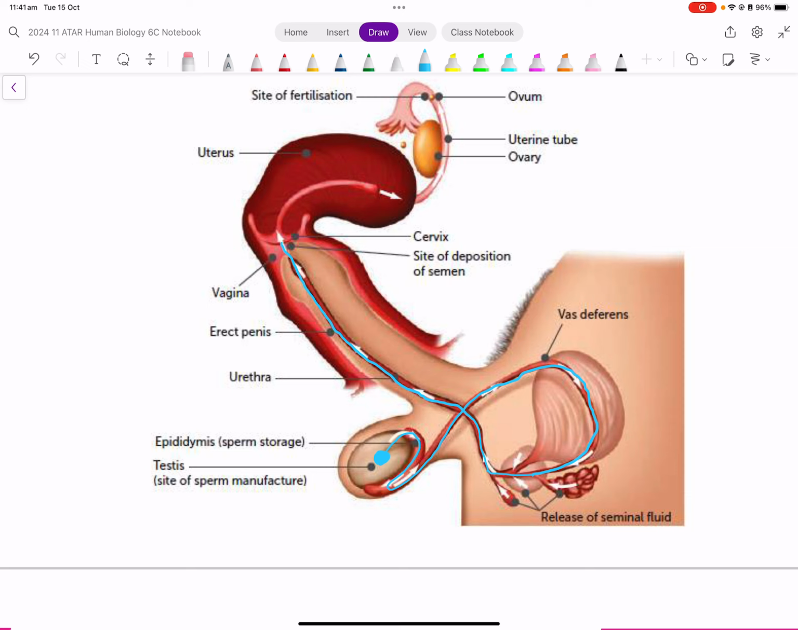Sperm is deposited at the cervix, where I'm drawing my large blue dot now. Sperm will then travel up. In this diagram, it only shows one, but they will travel up the fallopian tube, or the uterine tube, or the oviduct, and this is where fertilisation is going to occur. So the uterine tube itself is the site of fertilisation. It's what we're going to have a look at in detail today.